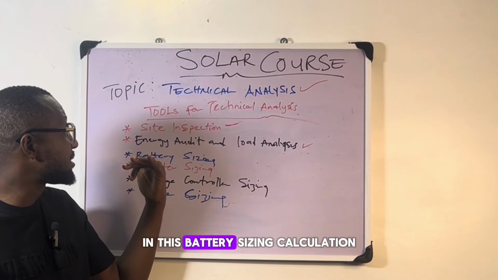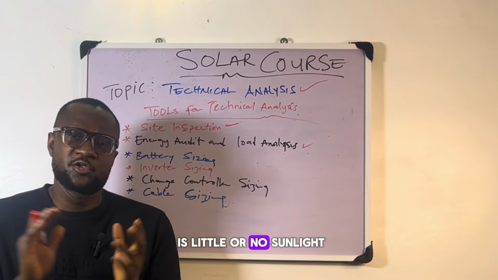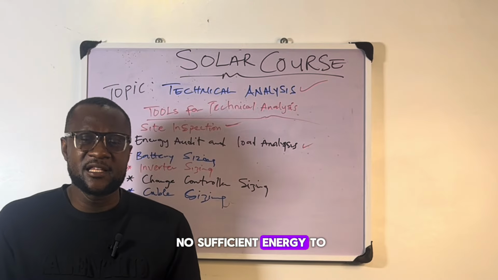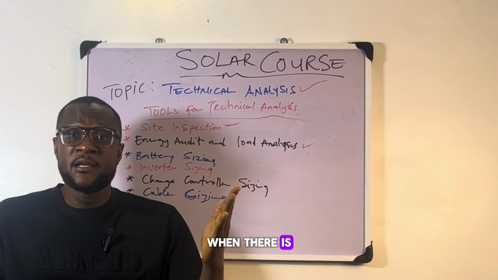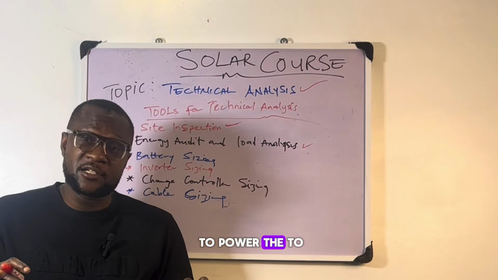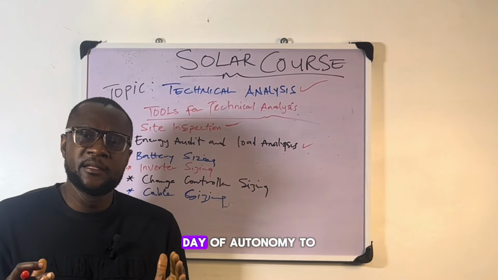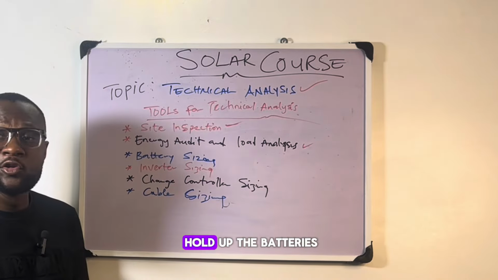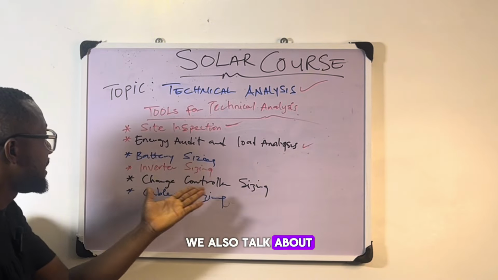In this battery sizing calculation, we'll call the days of autonomy the days where there is little or no sunlight, or where there is no sufficient energy to power the battery, or when there is a system failure to charge the batteries. You can bank on those days of autonomy to hold up the batteries. So we'll also talk about the inverter sizing.